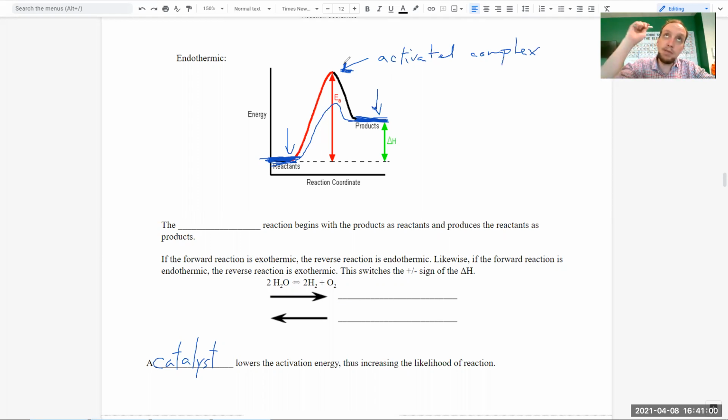Again, on the roller coaster, that would be when you're at the very top of the highest peak. You know you're about to go down the other side of that really fast, but you are not at the finish line yet, and you're definitely not at the starting point. You are somewhere in between. So this peak right here is the activated complex. That's just one more terminology you need to be aware of.